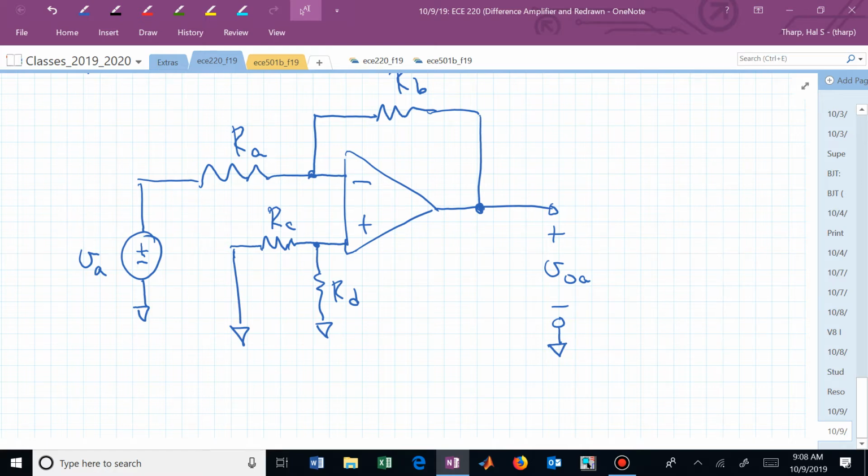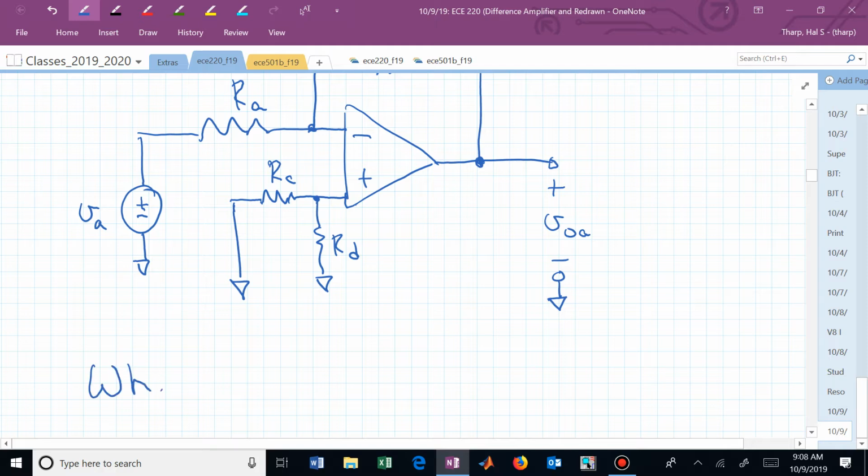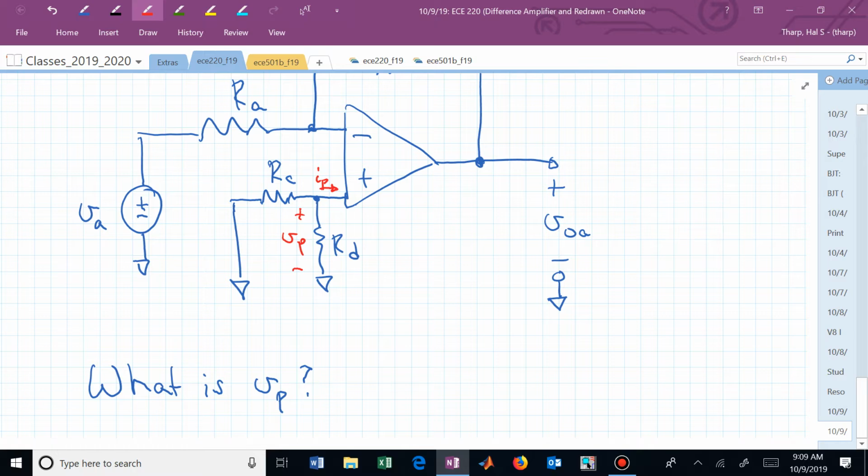What is V sub P? This is now V sub P. What can we say about that? Can we say anything about this current I sub P? I sub P is 0. Is there anything on the other side of that node to provide current flow? No, those resistors are now connected to our common reference, so there's no current flowing.